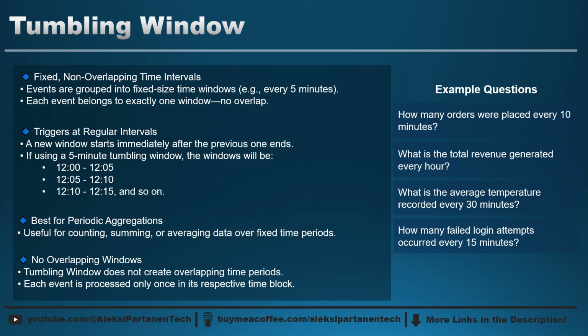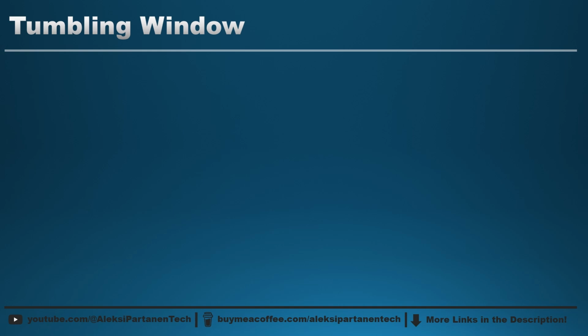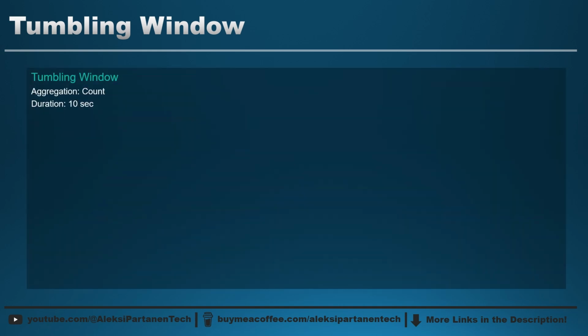Next, let's break down visually how these tumbling windows work. Let's have a tumbling window with count aggregation and duration of 10 seconds, which means that we just want to count the incoming events in 10-second windows.